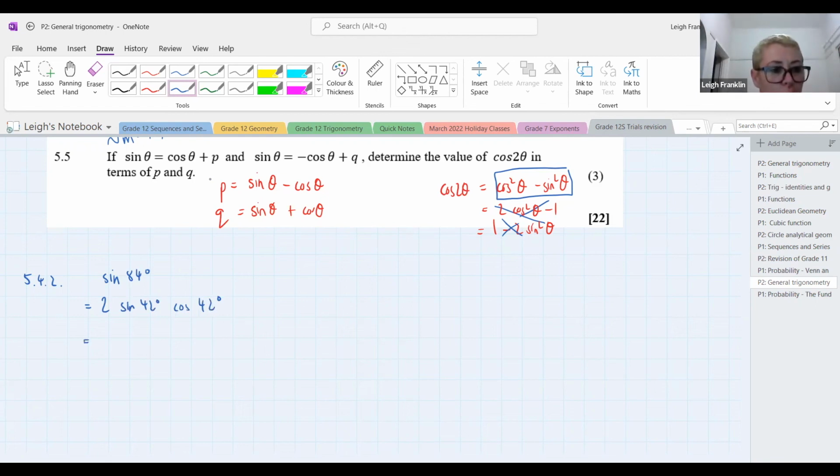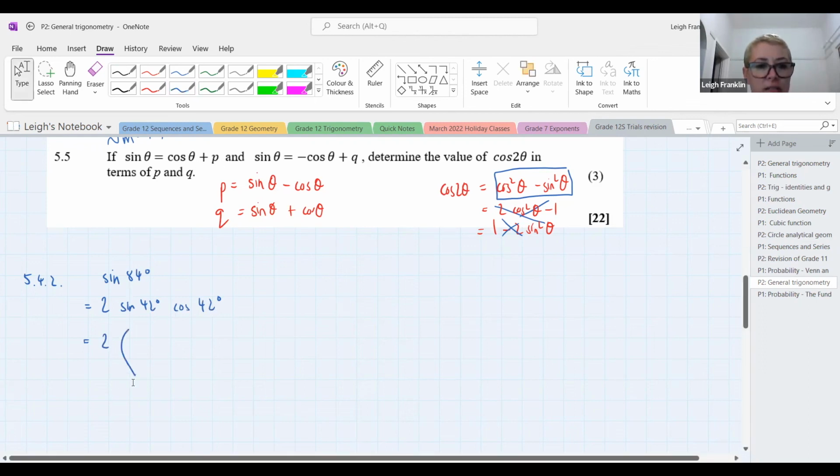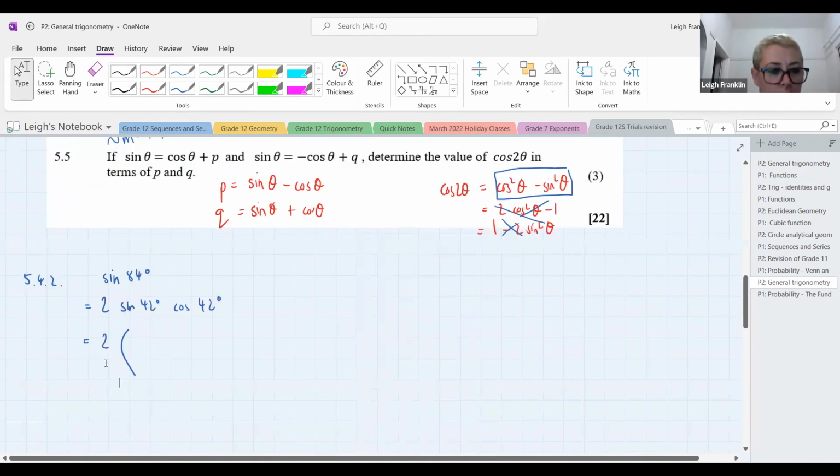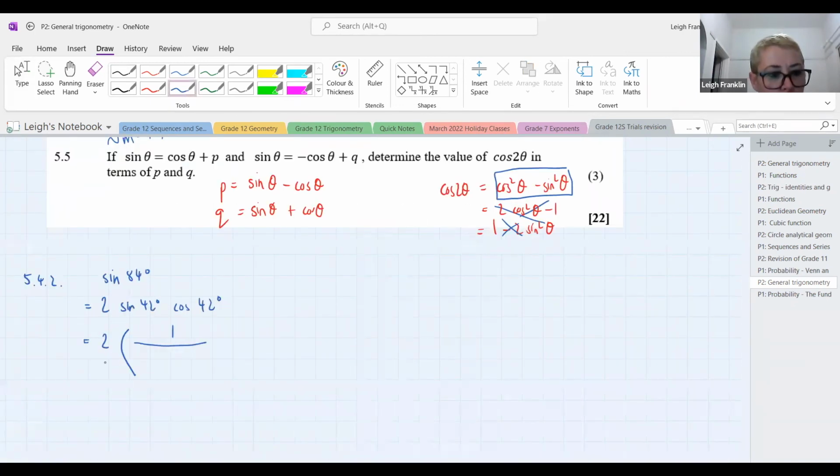Okay, and now we've got to go back and sub in. So we've got 2 times the sine of 42. So sine is y over r. So that's going to be 1 over root m squared plus 1, y over r. Then cos 42 is going to be m, which is our x coordinate, over root m squared plus 1. Is that making sense to everyone?